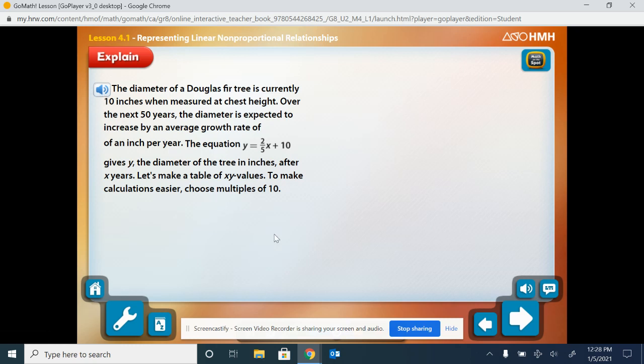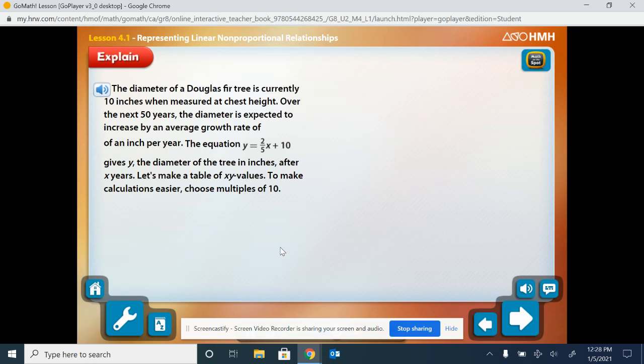The diameter of a Douglas fir tree is currently 10 inches when measured at chest height. Over the next 50 years, the diameter is expected to increase by an average growth rate of 2/5 of an inch per year. The equation y = 2/5 x + 10 gives y, the diameter of the tree in inches, after x years. Let's make a table of x, y values.